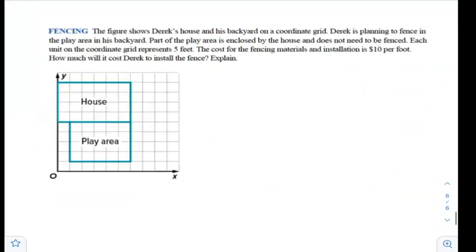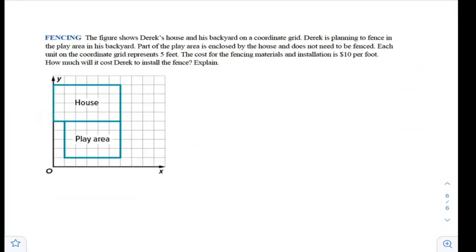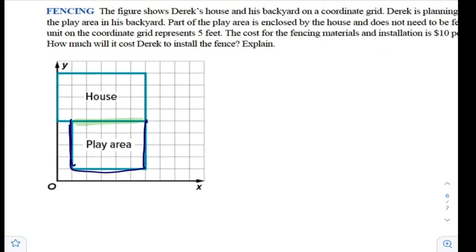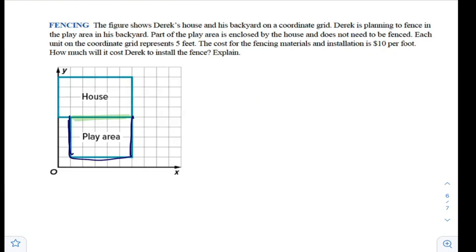Last question here. The figure shows Derek's house and his backyard on a coordinate grid. Derek is planning to fence the play area. He wants to fence this area in his backyard. Part of the play area is enclosed by the house. So this one is touching the house and does not need to be fenced. So we are not going to fence this. We are going to fence only this part.